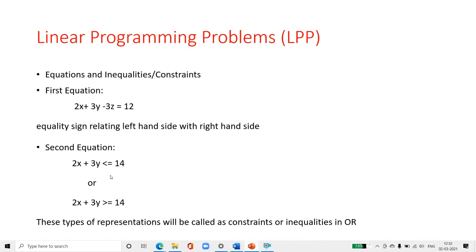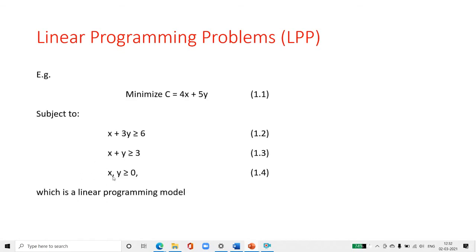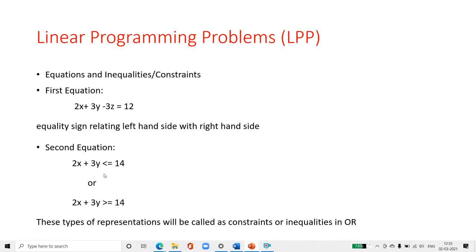All these values x and y are some resources, or they may be some product values. All these x and y values are always greater than or equal to 0. These values are not negative, so this is called the non-negative constraint. Clear?